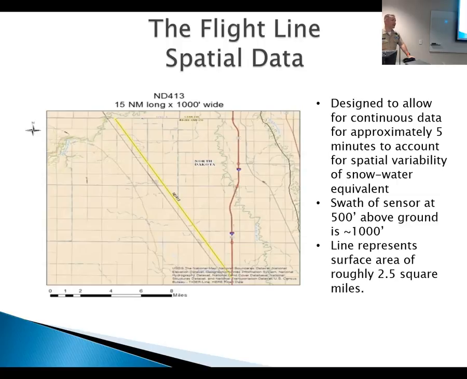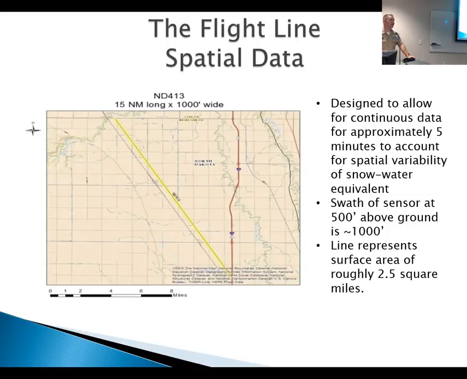And I said the aircraft's at 500 feet above the ground. It actually has a swath of about 1,000 feet. Points out about 45 degrees each side. It's about 1,000 feet wide. So the line itself is 1,000 feet wide by about 10 to 15 miles long. So that represents, in my mind, a polygon. So it's actually 2.5 square miles that you're measuring the average snow water equivalent.